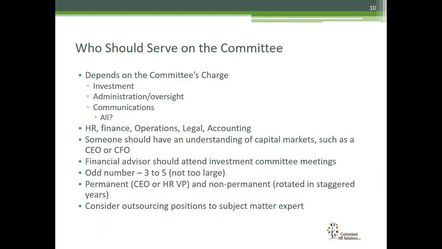So who should serve on the committee? It really depends on what responsibilities have been delegated. So if you're delegating administrative oversight, then you probably want an HR person. If you're delegating investment oversight, then you probably want somebody that's familiar with capital markets. So it kind of depends, but they should match up.